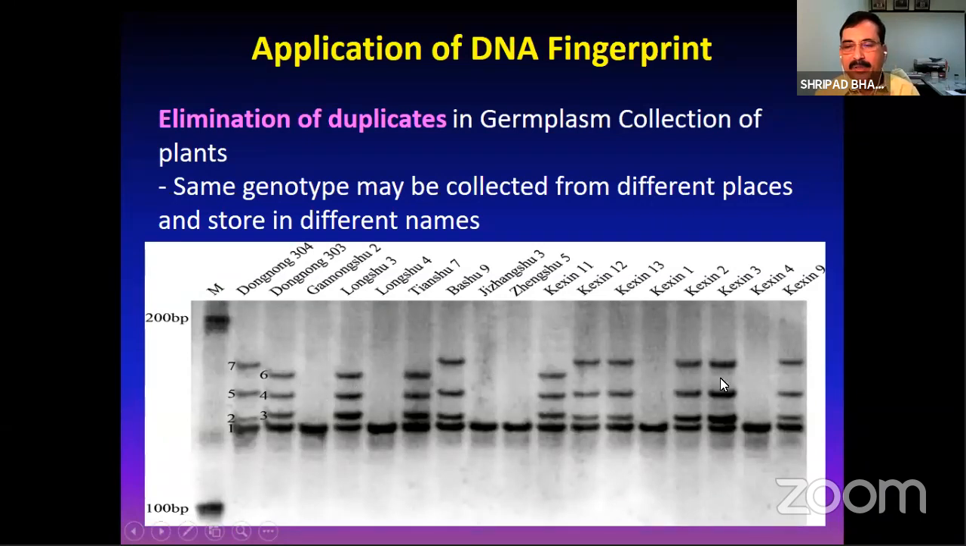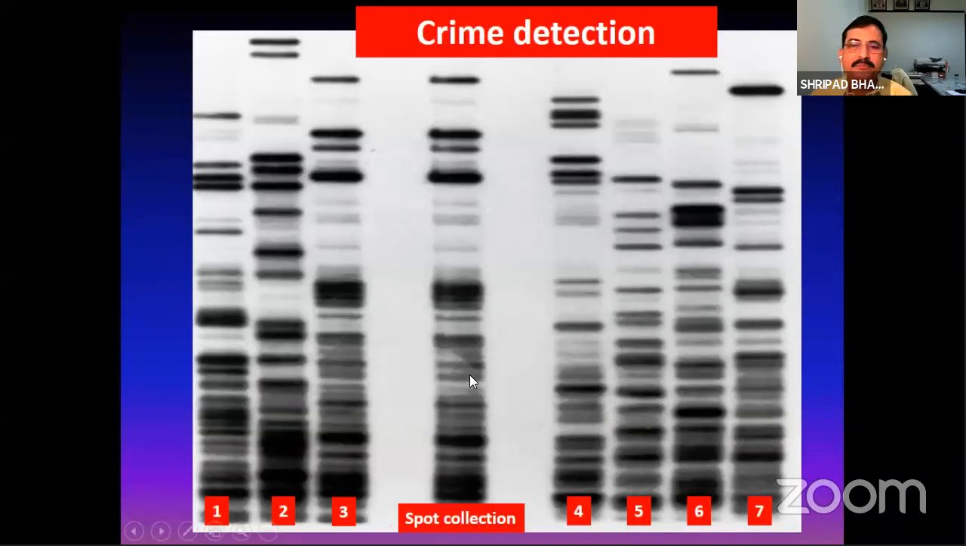There are similar banding patterns with other genotypes. This Cushin 11 is another. So it means triplicates, three copies of the same genotype in different names, you are keeping. So there is a space wastage, you can say. So we need to do this with DNA fingerprints. You can now say, oh, these three are the same, so you can keep only one.